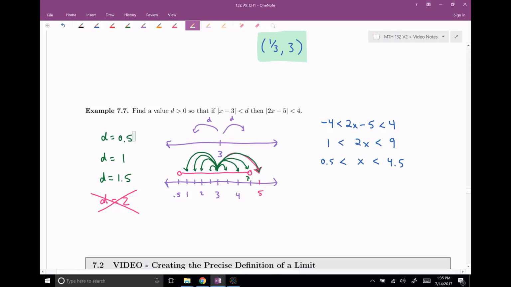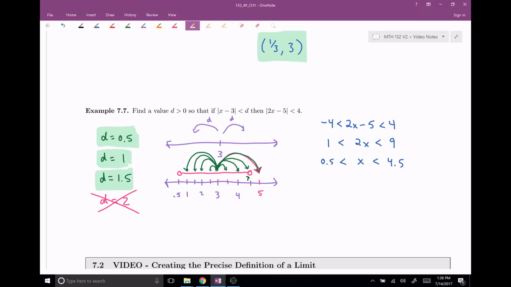However, any of these would be fine choices for d, right? Remember our question up here, it says find a d value. Well, here are 3 different d values. All of them work, and in fact, anything between these would work as well. Like, for instance, 0.2 or 1.3. So any of these d values would work, and there are lots of answers, but here are some of them.